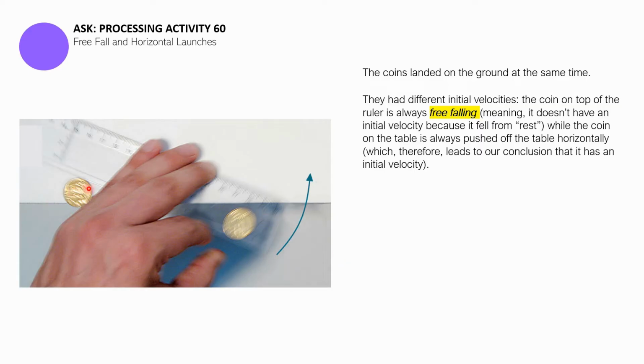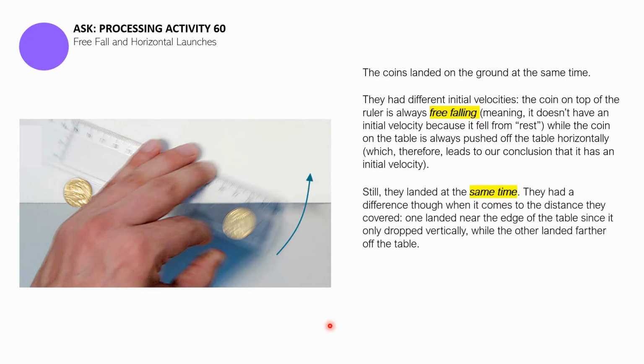And then yun namang coin na nasa table, at rest din siya, pero nung tinamaan mo siya ng ruler, na-launch siya. Nilieve niya yung table, it was suspended in air with an initial velocity because it was pushed off the table horizontally. So that means, kung itong coin na to wala siyang initial velocity, ito namang coin na to, meron siyang initial velocity, pero it is with respect to the horizontal. Okay. So still, kahit na meron silang ganung klaseng pinagkaiba, they still landed at the same time.